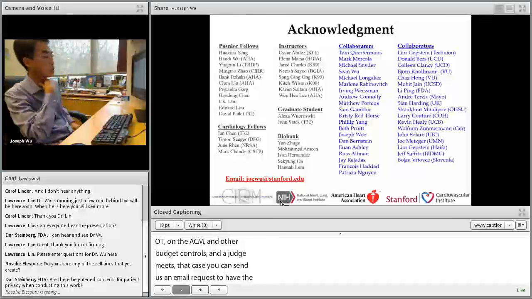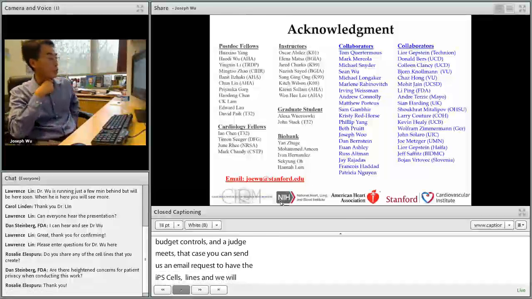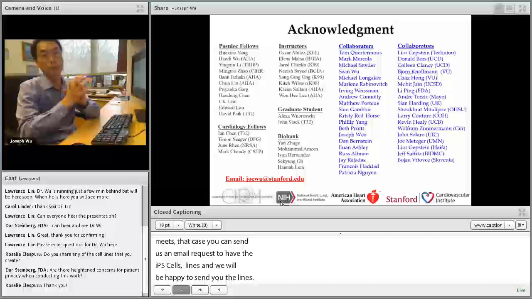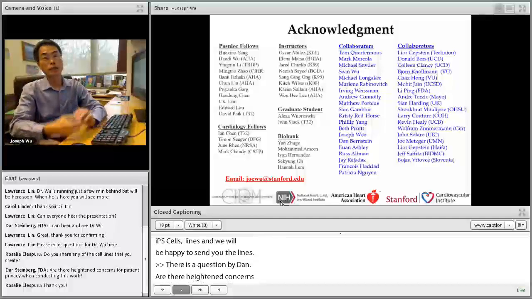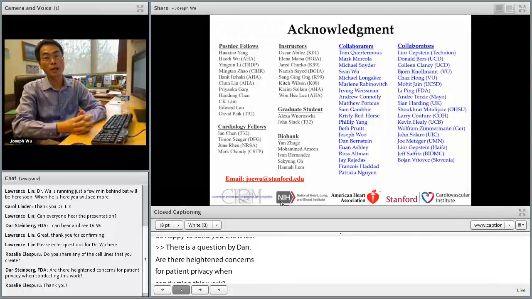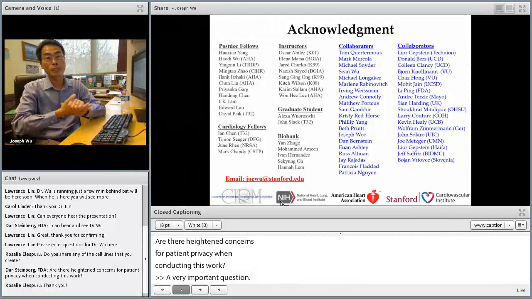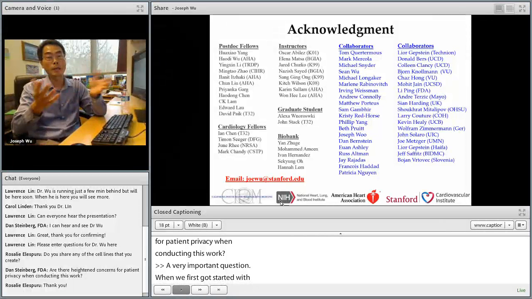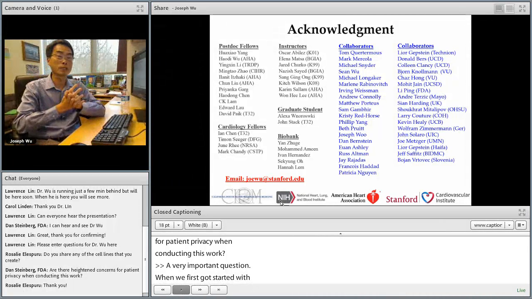So there's a question by Dan. Are there heightened concerns for patient privacy when conducting this work? That's a very important question because, when we first got started with this biobanking and also with the iPS cells, because it's so similar to ES cells, there was patient concern about privacy and so forth.